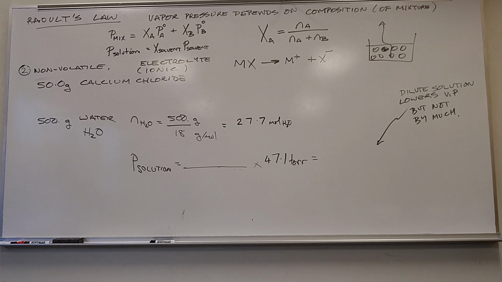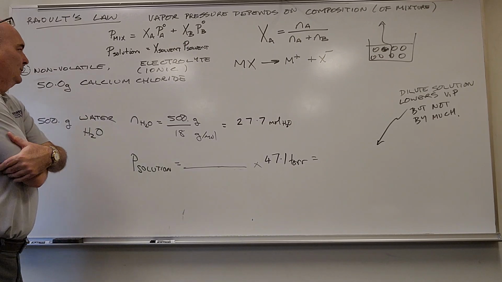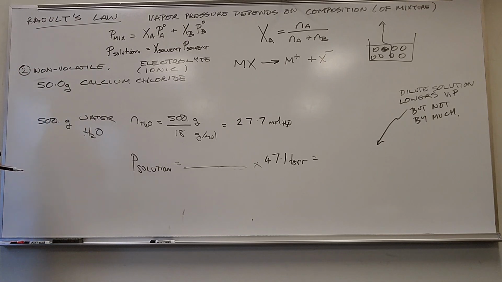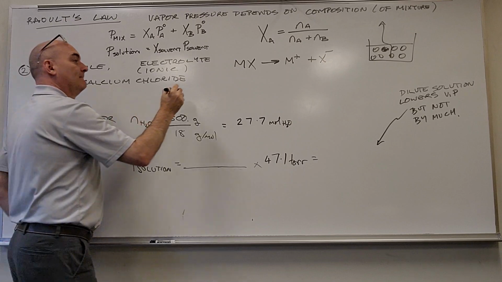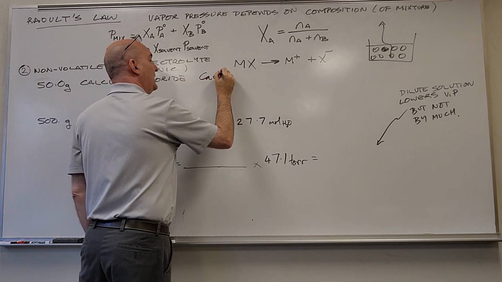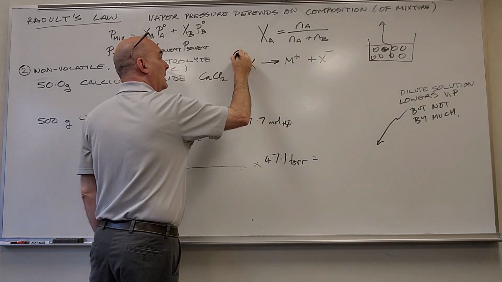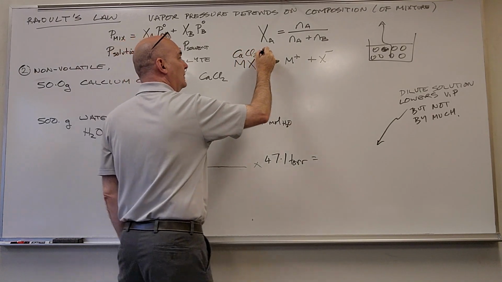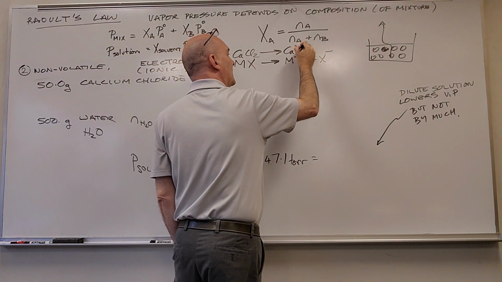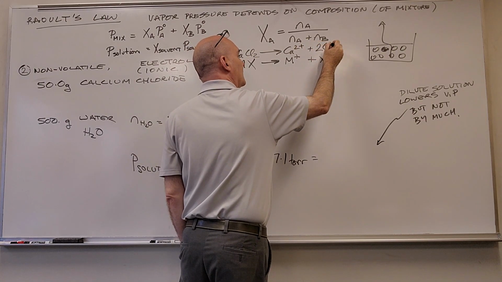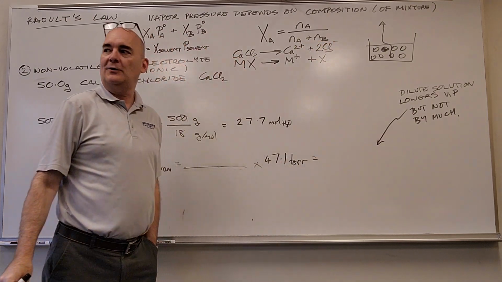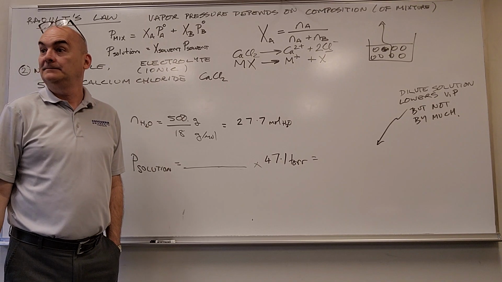Where on the periodic table are you going to find calcium? Second row or second column. Group 2. And chloride? Group 7, which means that calcium goes 2 plus, chloride goes 1 minus. So this is CaCl2. Calcium 2 plus and 2 chlorides. How many ions are in solution? 3.